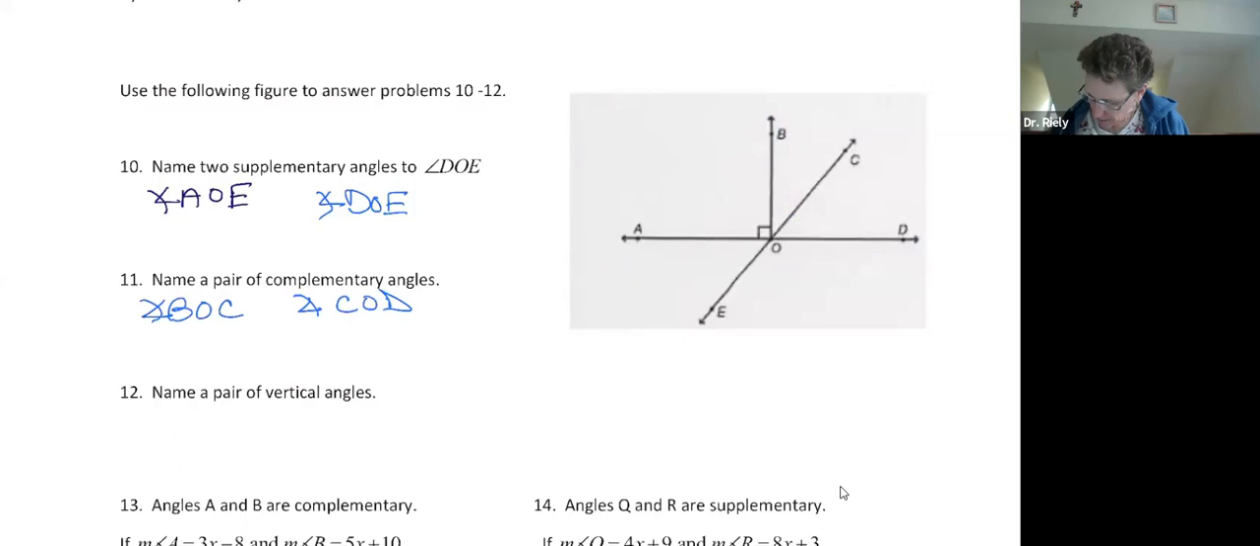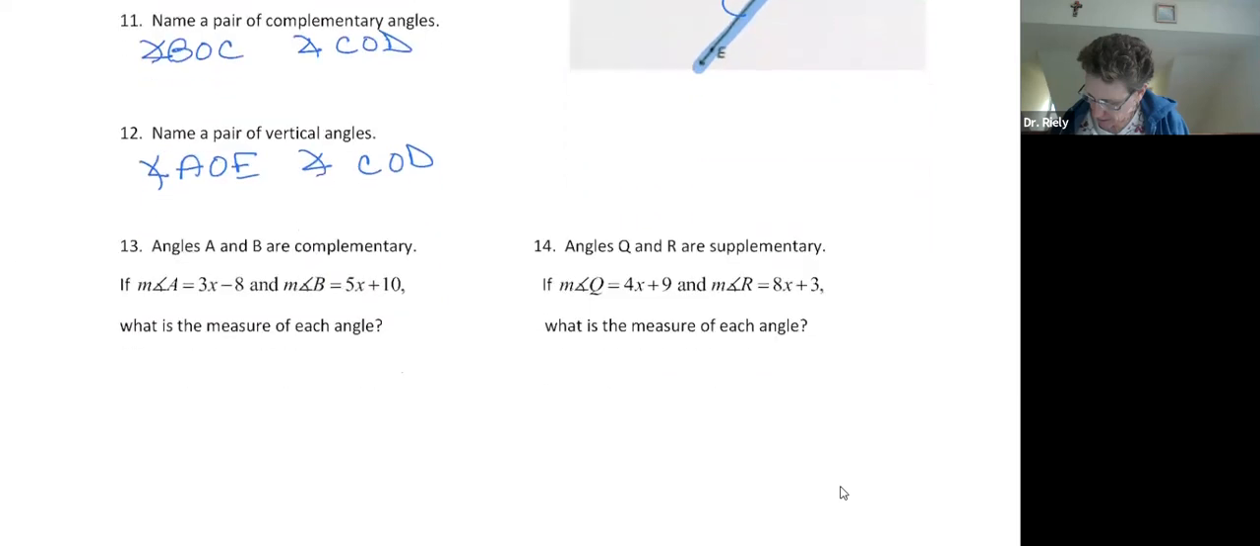Okay, and now read the next one. Name a pair of vertical angles. Well, I know that vertical angles happen where lines cross. Let me pick this line, and then I'll pick this line. So look at the angles that are made up of those lines. I've got this one and I've got this one. Those are my verticals. So hopefully you're starting to pick out verticals. That's AOE and angle COD. Those are verticals.